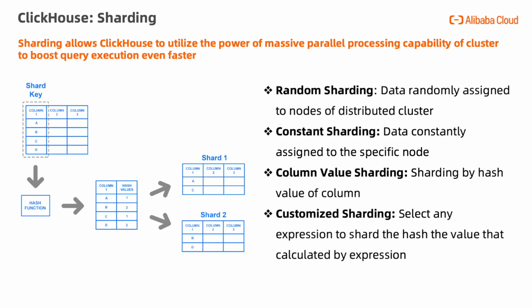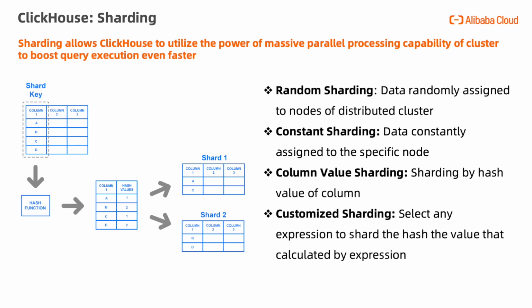The first one is random sharding. As the name suggests, it is a very basic approach to sharding. Data is randomly assigned to distributed cluster nodes. And constant sharding assigns data constantly to specific nodes. And the last two sharding methods: the difference is that column value sharding shards the data by the hash value of a column, and customized sharding allows the user to pick an expression to calculate the hash value and do the sharding.